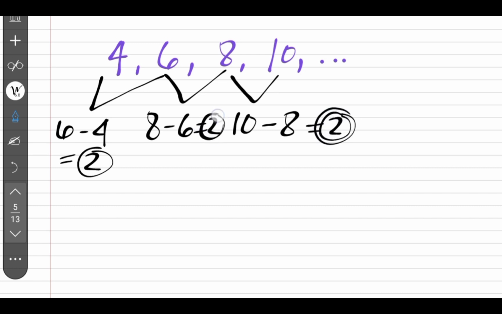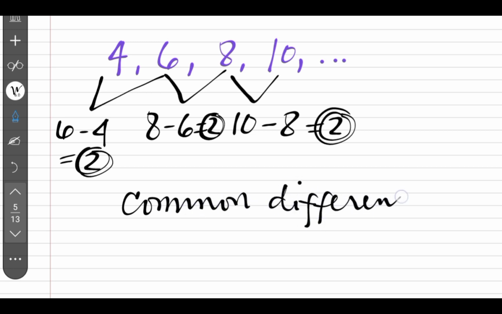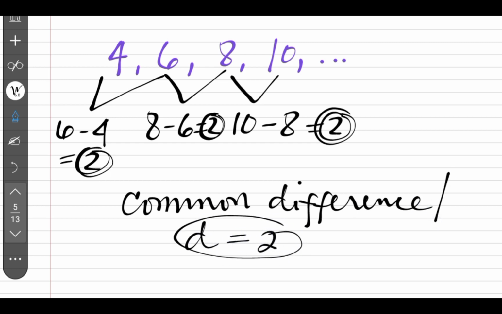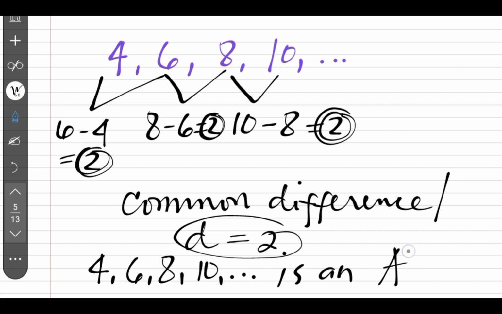we can say that the common difference, or your d, is equal to 2. So, if a sequence has a common difference, we can conclude that 4, 6, 8, 10 is an arithmetic sequence. This sequence is an arithmetic sequence.